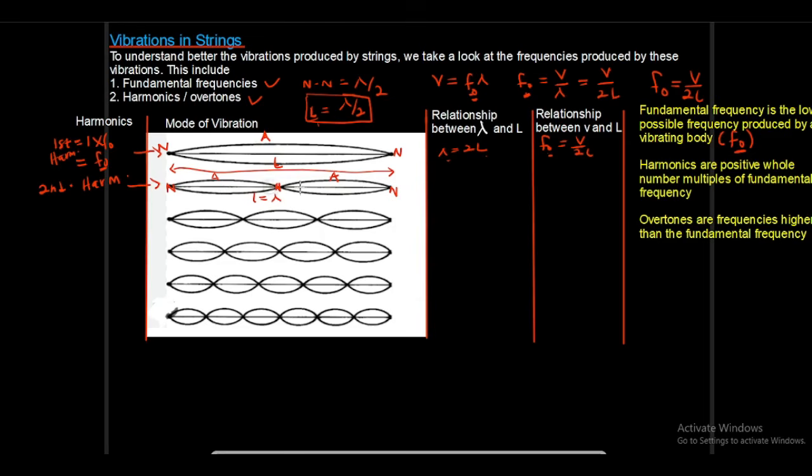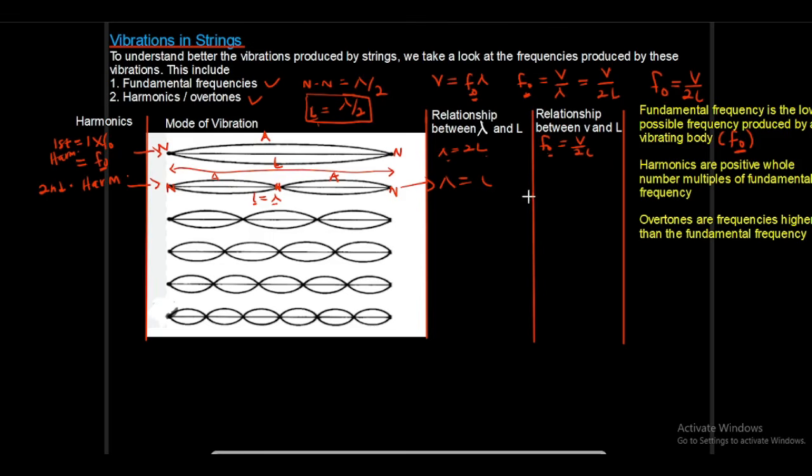Node to node to node is lambda, and then from this point down to the string is the length of our string. All right, from this point down to this point is the length of our string. So we can say the length of our string is equal to 1 wavelength. So for the relationship between wavelength and L, we said is going to be lambda equals L.